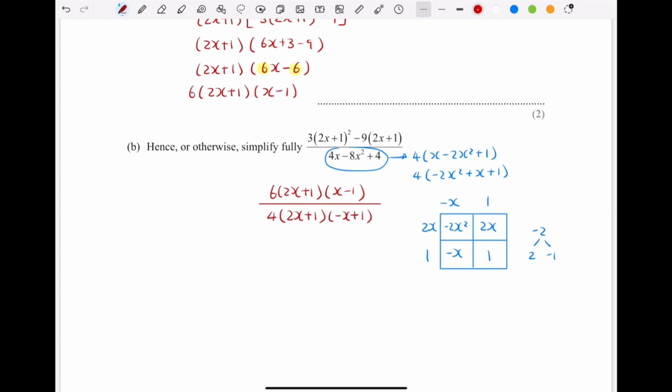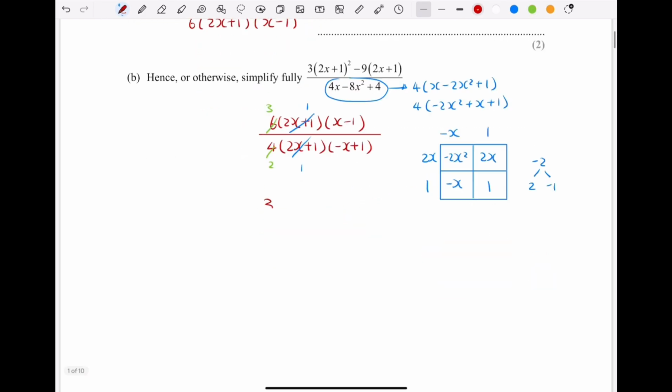Now, as we can see, immediately 2x plus 1 is a common factor. 6 and 4, we can simplify it down to 3 and 2. Now, what we have is 3 lots of x subtract 1 over 2 lots of negative x plus 1. Negative x plus 1 and x subtract 1 looks very similar. What we can do here is to factorize out a negative 1 in the denominator. Therefore, we will have negative 2 lots of x subtract 1. So we can further simplify this expression into negative 3 over 2.